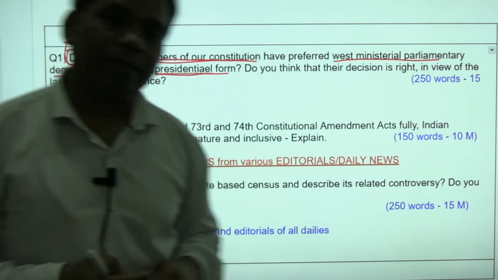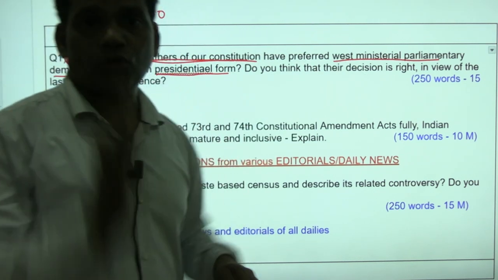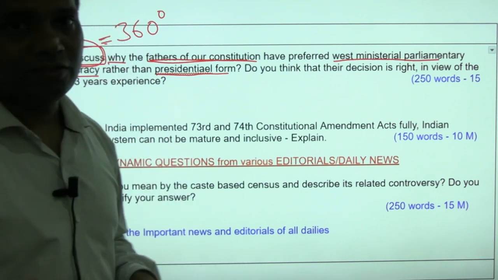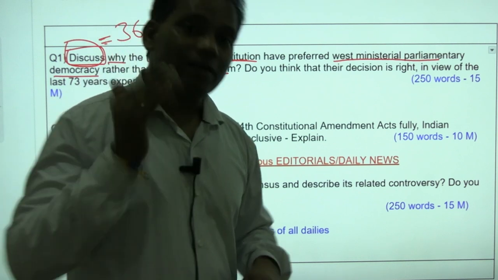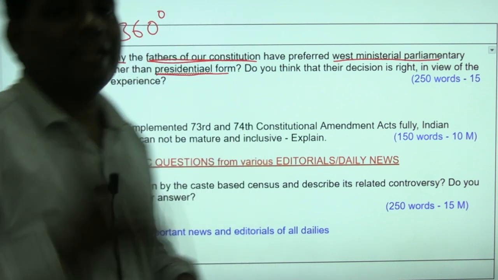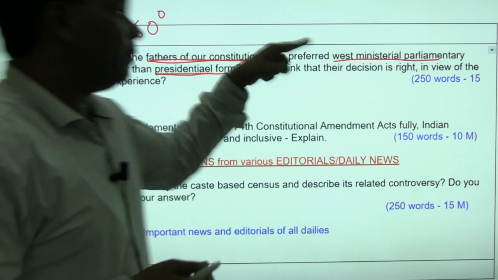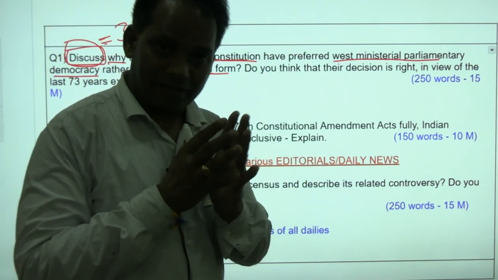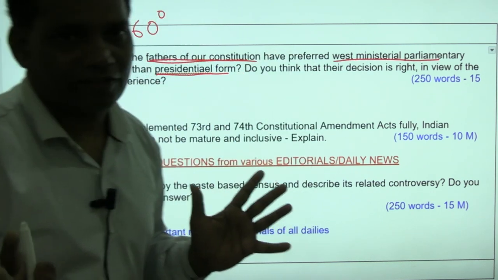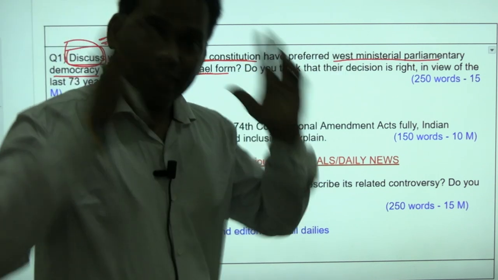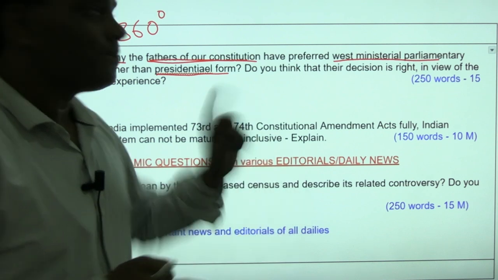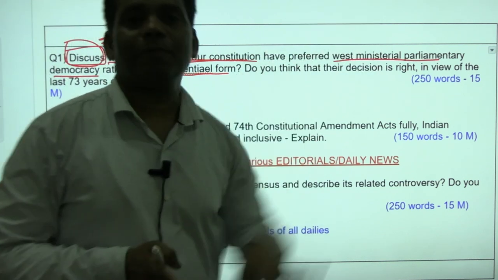As far as this preference for the parliamentary type of government is concerned, the Constituent Assembly, for around 2 years and 11 months, from December 1946 to November 26, 1949, deliberated extensively and intensively in order to prefer this type of government, and finally gave assent to it.